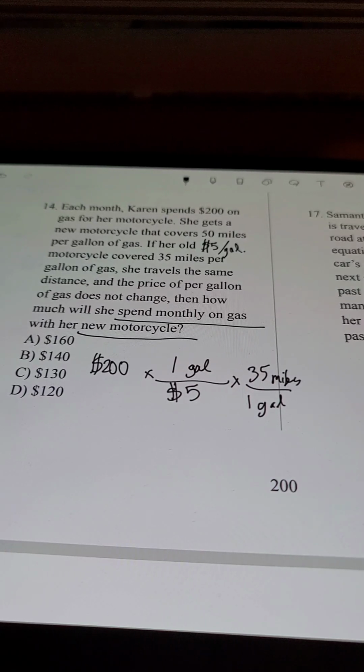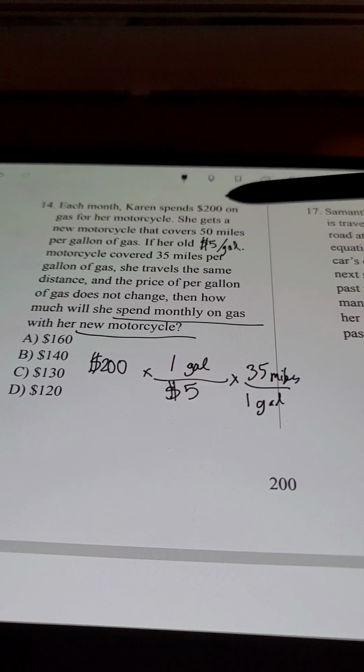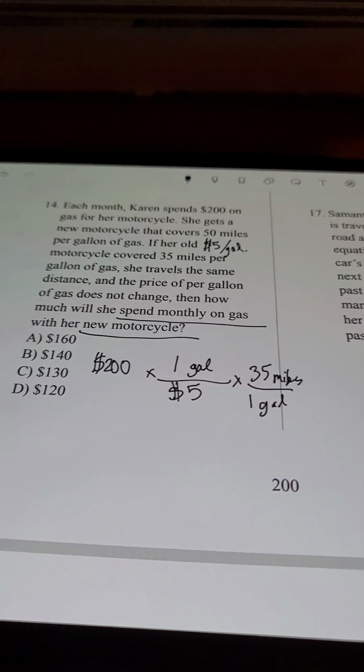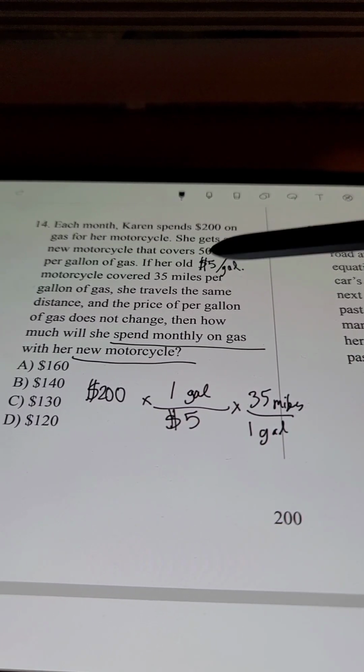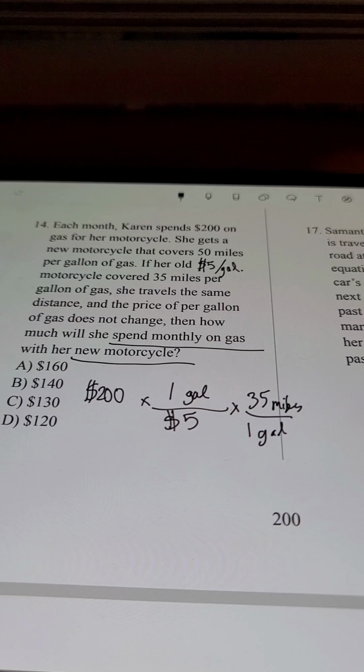Okay, so what I did was I set an arbitrary price. I just picked 5 because all the numbers I saw in the problem were divisible by 5, so I figured probably an easy bet to go with that. So I'm going to just say that the price is $5 per gallon. It's not going to change.